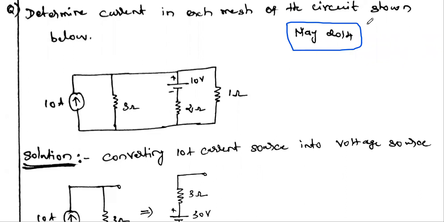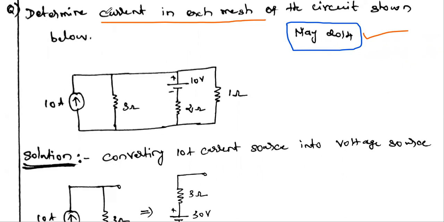And this is a university question. Okay, this is the May 2014 question. And we are going to solve the circuit using the suitable method. Okay, so here you see the question. Determine current in each mesh of the circuit shown below. Okay, so this is the circuit given.